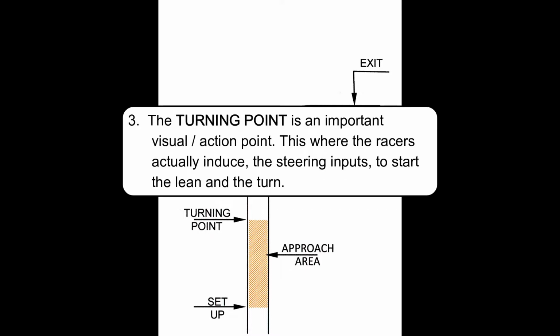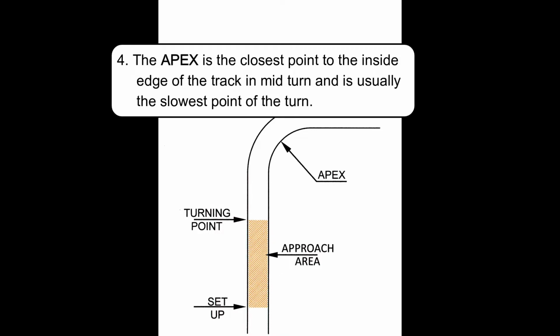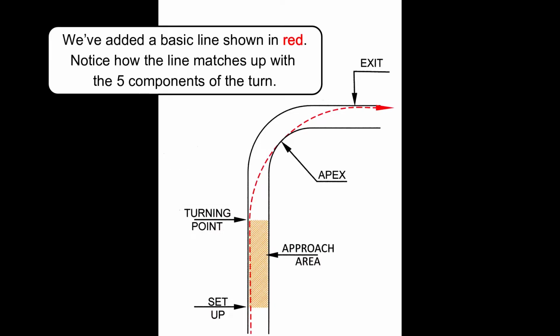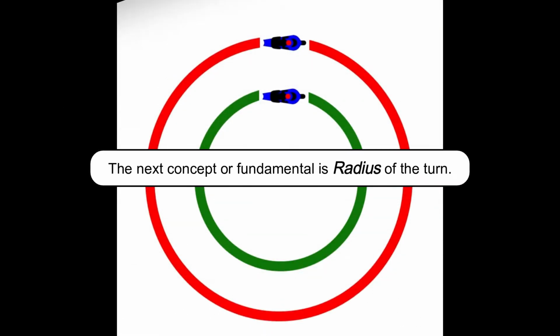The turning point. This is an important visual action point. This is where the racer actually induces a steering input to start the lean and the turn. The apex is the closest point to the inside edge of the track and usually the slowest point of the turn. The exit point is where the bike is brought to straight up and accelerating hard. Here we've added the basic line as shown in red. Notice how the line matches up with the 5 components of the turn.